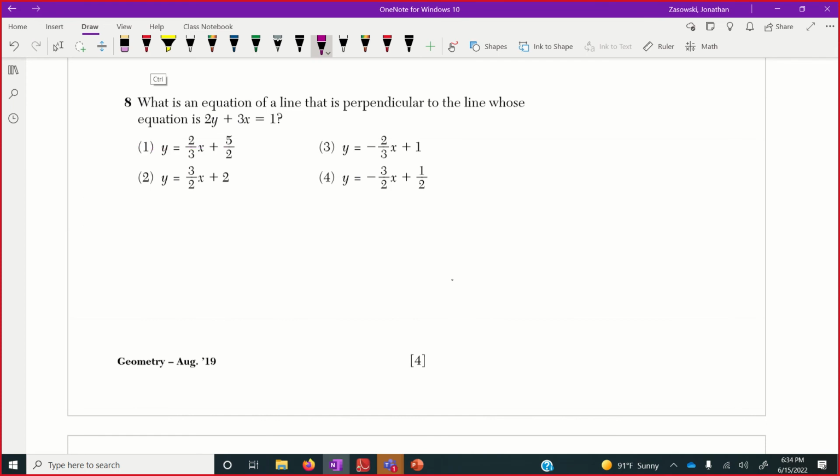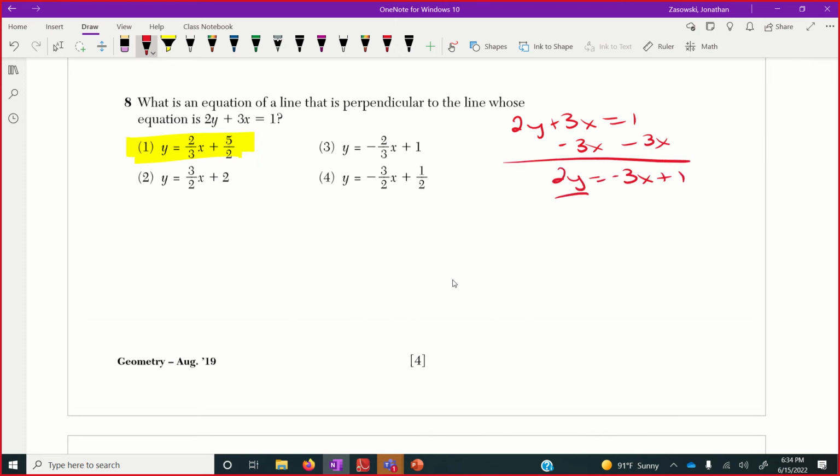All right, let's actually do it real quick. So take the line they gave you. We're going to solve for y to identify the slope. So 2y plus 3x equals 1. Move that 3x to the other side by subtracting. 2y equals negative 3x plus 1. And then divide by 2 to get our answer.